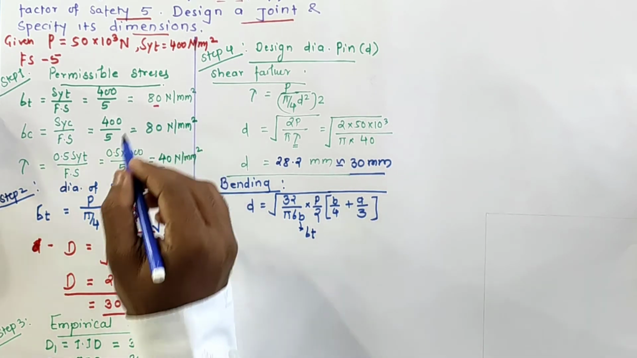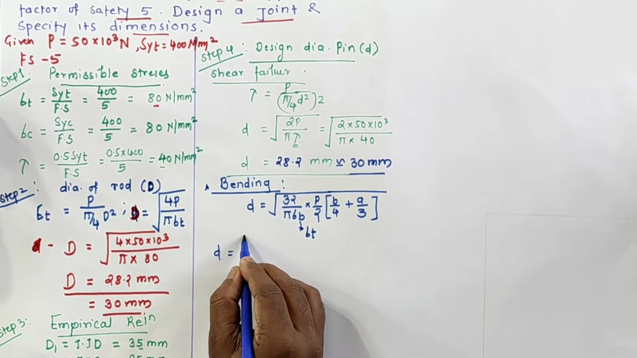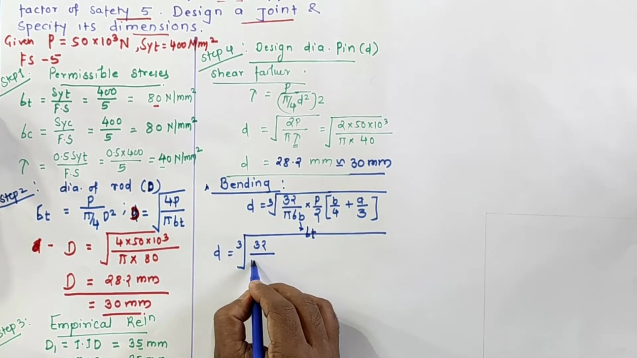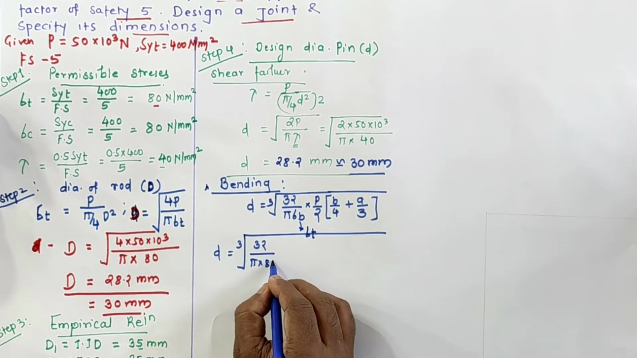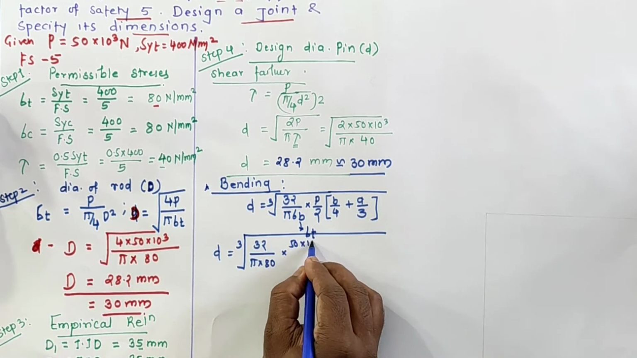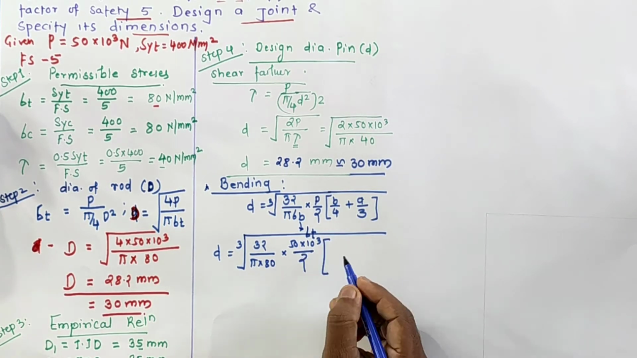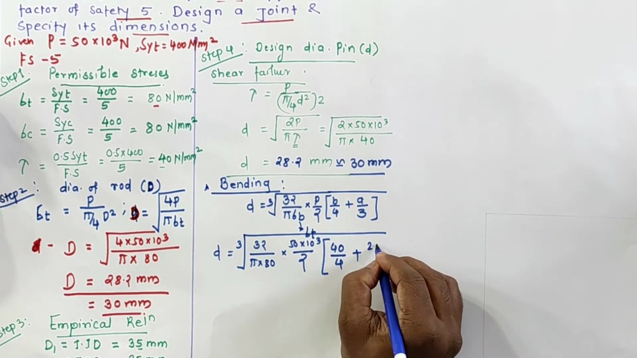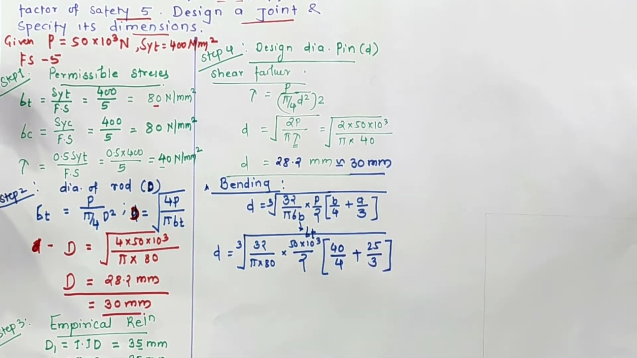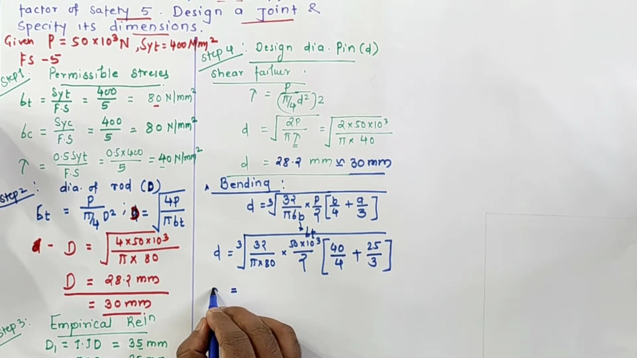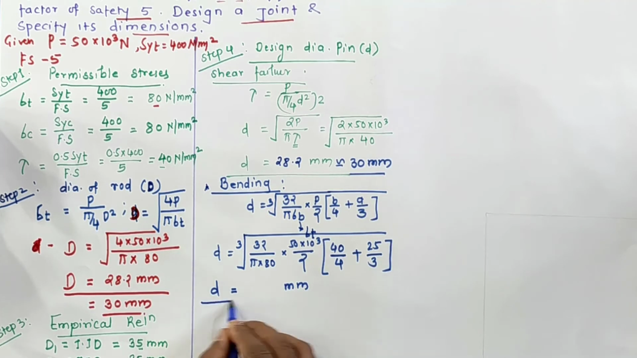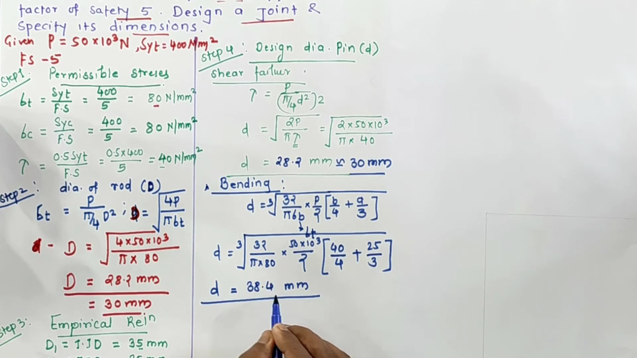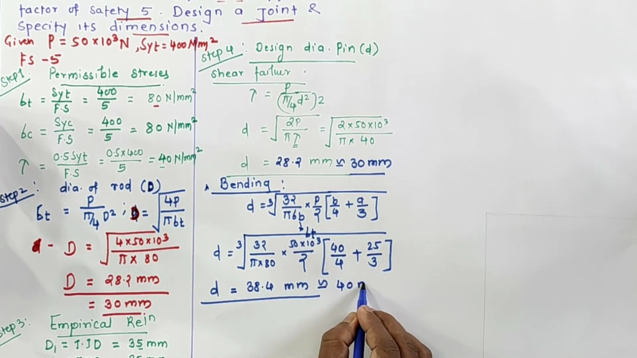So tensile is 80, and I will have to calculate the diameter. D is equal to cube root of 32 by pi into 80, into P, 50 into 10 raised to 3, divided by 2 in bracket, B is 40 by 4 plus A is 25 by 3. The diameter is in mm, so just try to calculate. The diameter is around 38 point something, which is 40 mm.